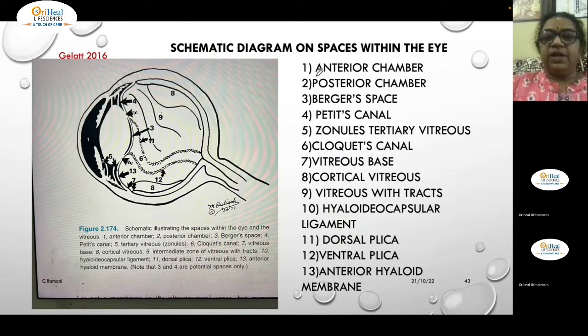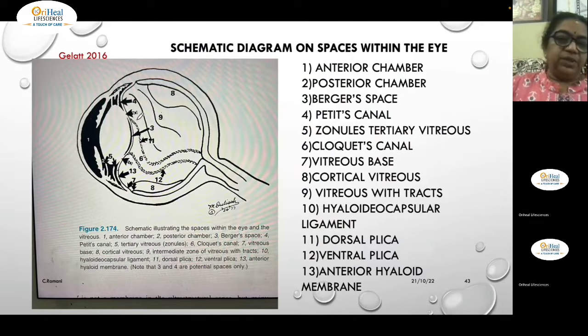Now this is a schematic diagram of the various spaces within the chamber. The black structure here is called the anterior chamber, and the anterior chamber is between the iris and the cornea, and it continues behind the iris. That is called the posterior chamber, which surrounds the lens. And behind the lens also there is a small space called the Berger's space. This is Berger's space.